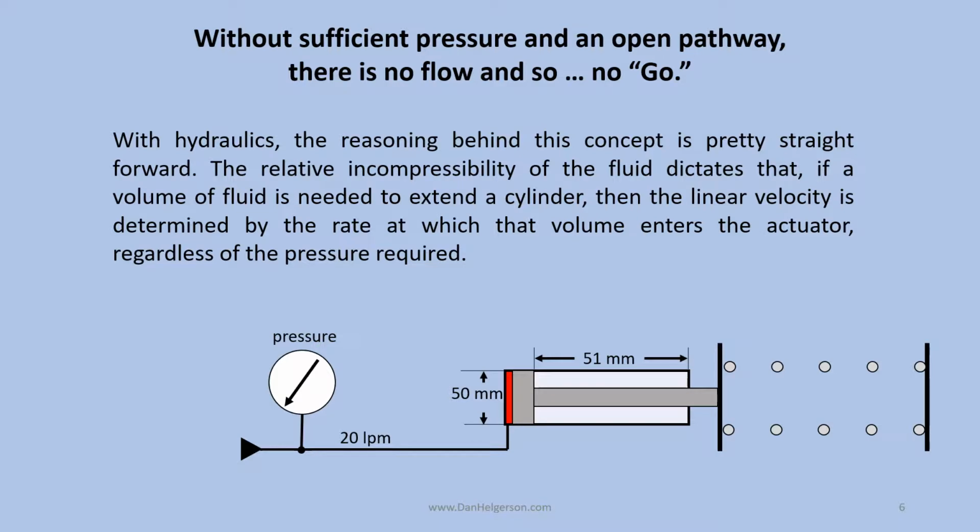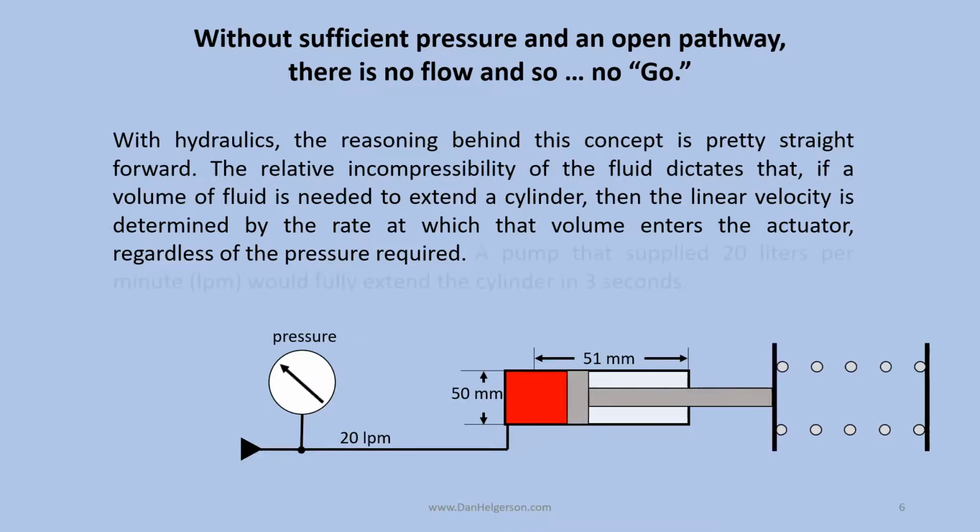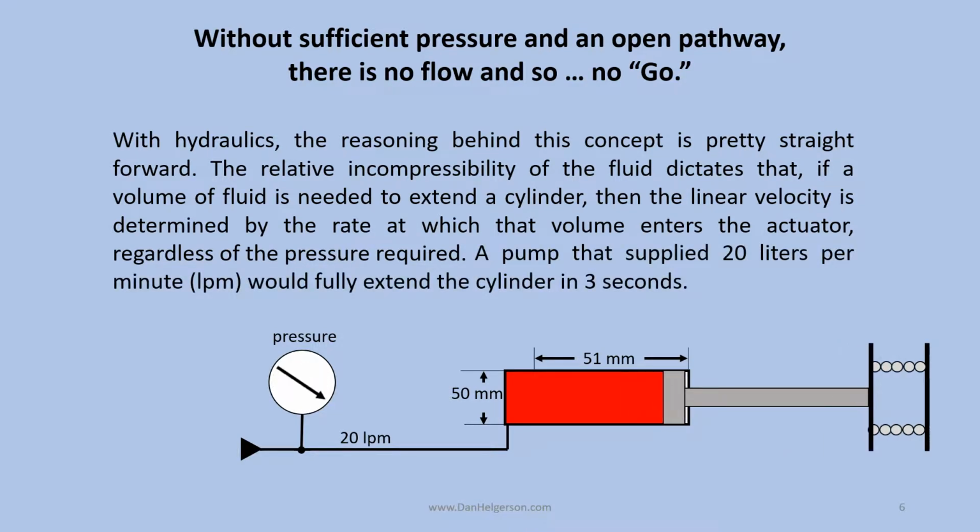With hydraulics, the reasoning behind this concept is pretty straightforward. The relative incompressibility of the fluid dictates that if a volume of fluid is needed to extend a cylinder, then the linear velocity is determined by the rate at which that volume enters the actuator, regardless of the pressure required. A pump that supplied 20 liters per minute would fully extend the cylinder in 3 seconds, regardless of the pressure required.